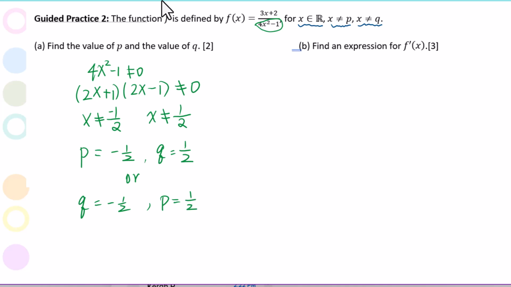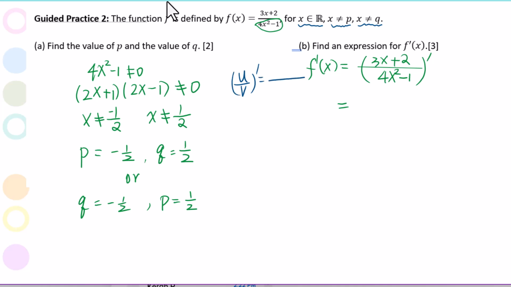Let's go to B. Find an expression for f prime of x. f prime of x equals the derivative of 3x plus 2 all over 4x squared minus 1. We will use the quotient rule: u over v prime equals, with v squared as the denominator, u prime v minus u v prime. Denominator: 4x squared minus 1 squared.